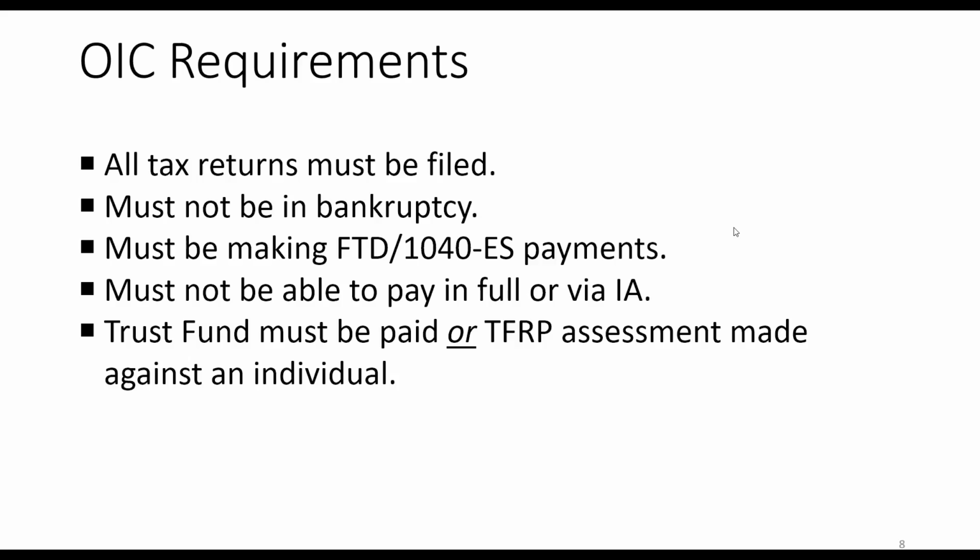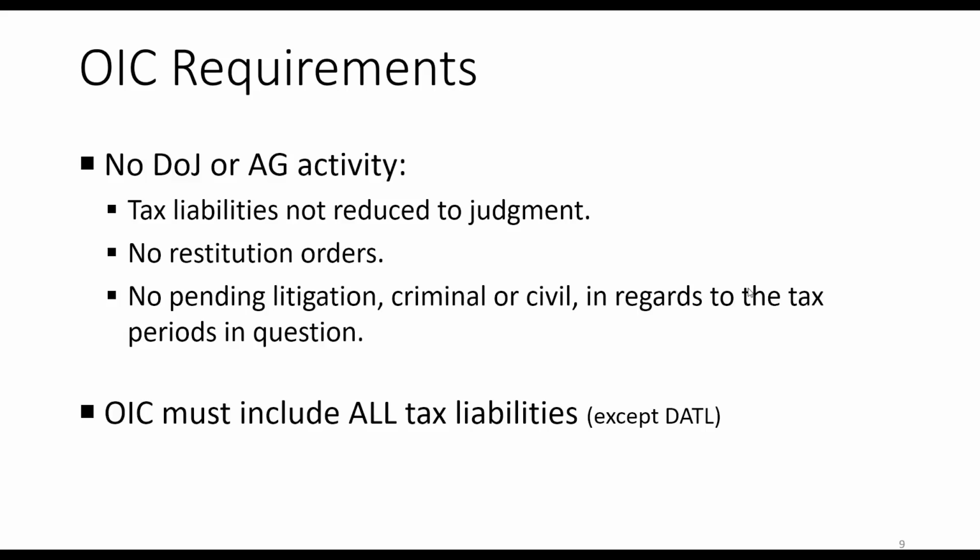Okay. So, moving on. Now, here are some things to be aware of. If your client has DOJ, that's Department of Justice, or AG, the Attorney General activity, generally if that means that there's potentially some criminal stuff going on, then you do not get to play ball with an offer in compromise.